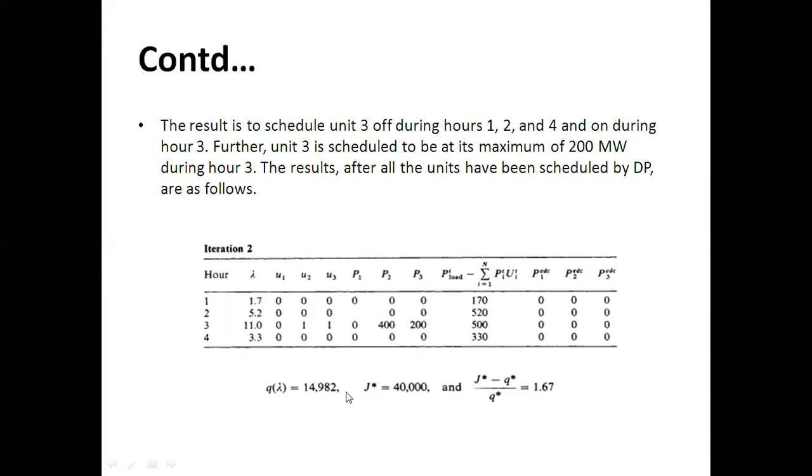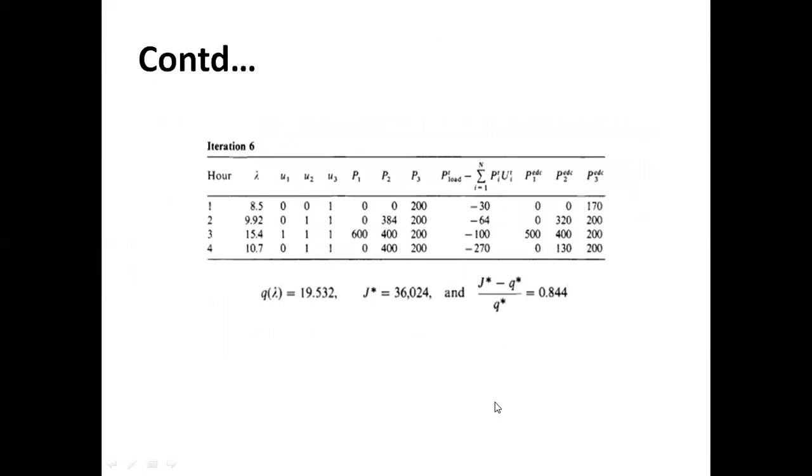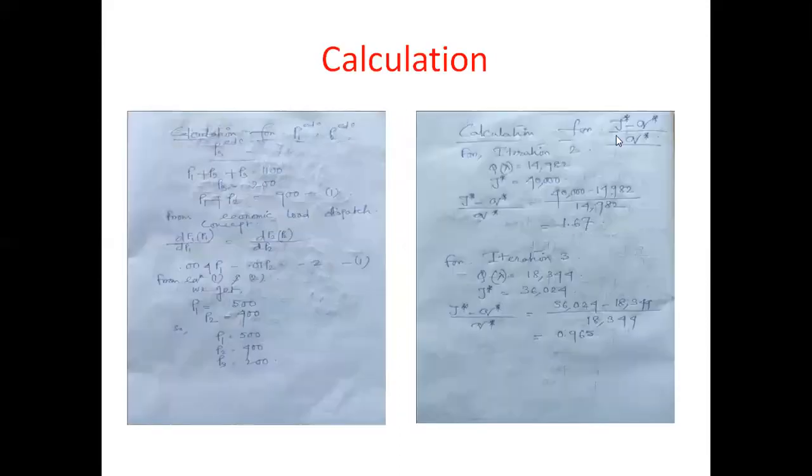In this way the Q lambda is calculated. So the value of J star will be 4000, because it is clear from the previous step that 4 into 1000 equals 4000, 4 into 10,000, that is 4000. The value of (J star minus Q star) by Q star has also been calculated here: 40,000 minus 14982, divided by 14982, that is 1.67. This is the calculation of J star.